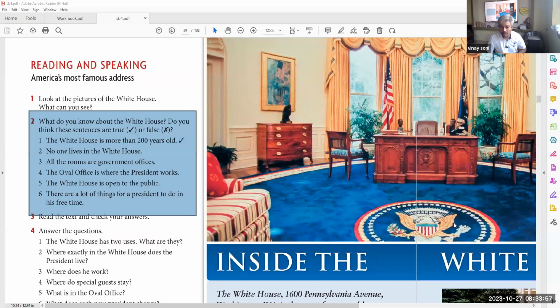The White House is open to the public. What do you think about this? The White House is open to the public means people can visit the White House. What do you think? It is false. The White House is not open to the public.